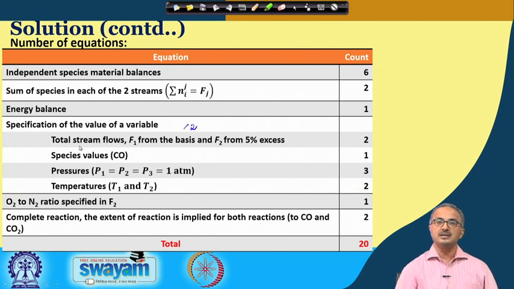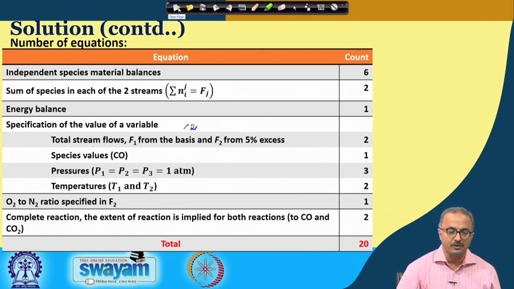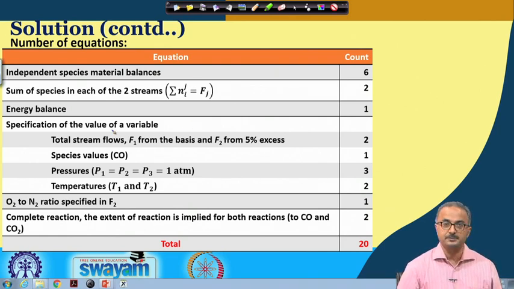Now understand this, these specifications: if you do not make these specifications, you can also do the degrees of freedom analysis without them. Okay? So if you do not count this, then you will find that this total count will not be the same. Now when you specify, what you are trying to do is reduce the degrees of freedom to 0, so that you can get a unique solution. So that is why we are doing this specification count.